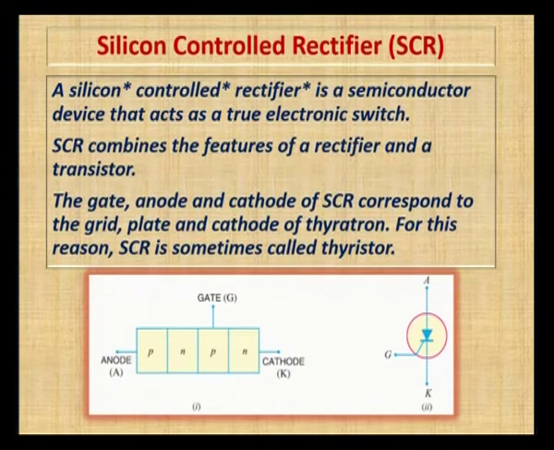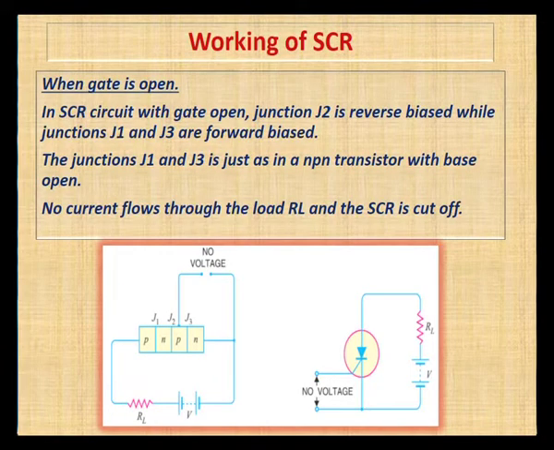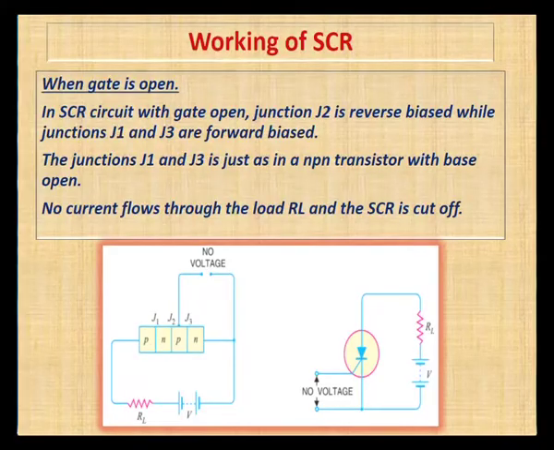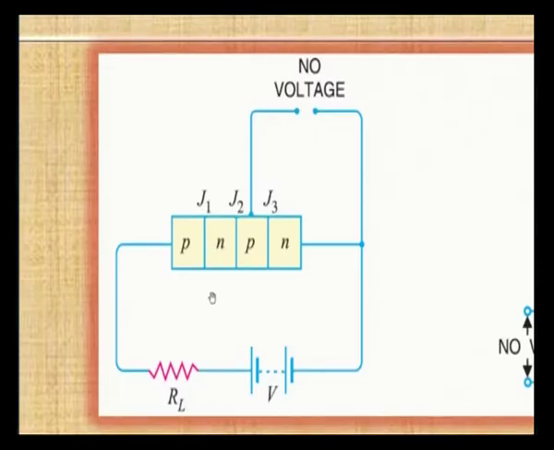Next we move on to how this SCR works. For the working of an SCR, we will consider 2 conditions. When we apply the gate voltage, what is going to happen? If we do not apply the gate voltage, what is going to happen? How will the SCR work? Let us look into the circuit. This is the circuit which has 3 junctions, 4 layers, 3 terminals. J1, J2 and J3 are the 3 junctions, and the 3 terminals are: this one is the anode, this one is the cathode and this one is the gate.